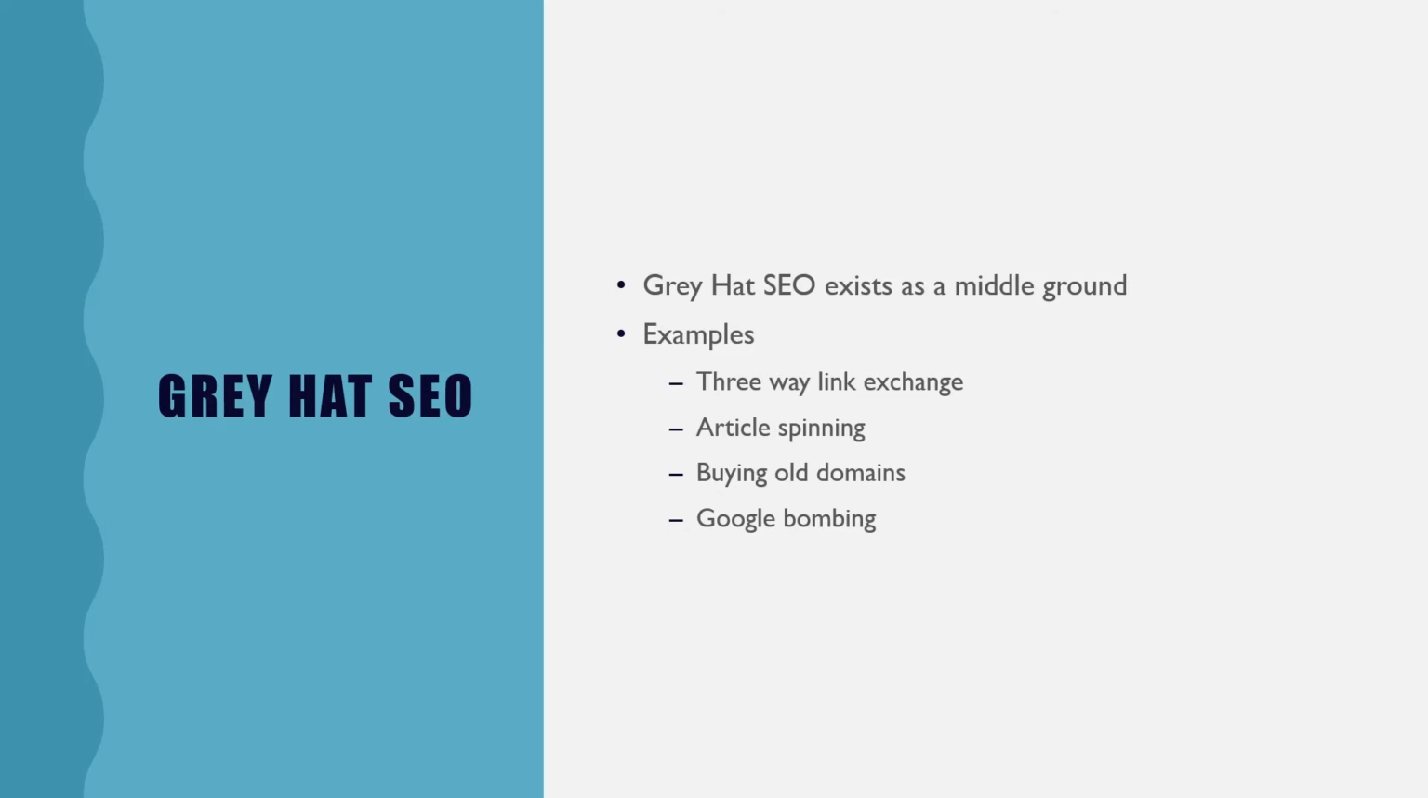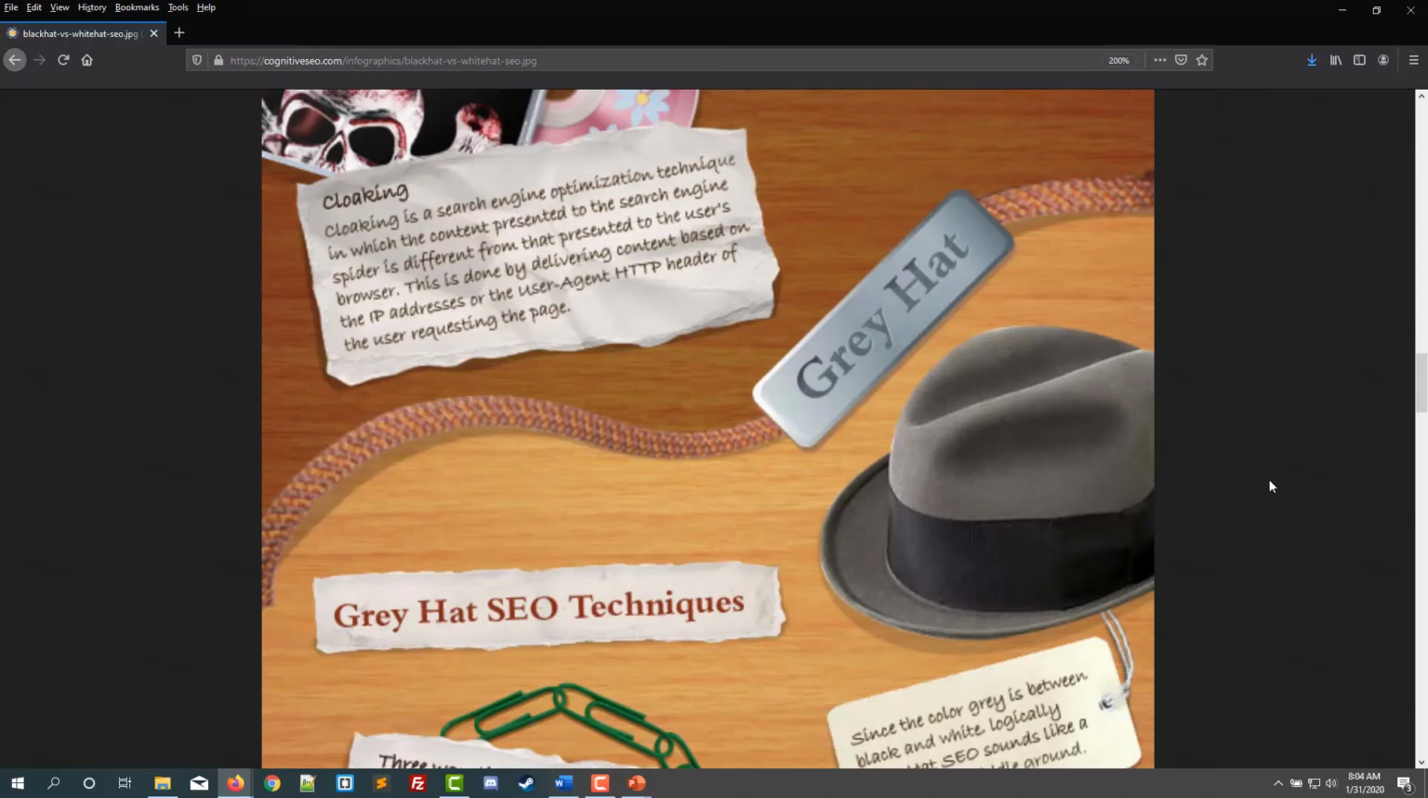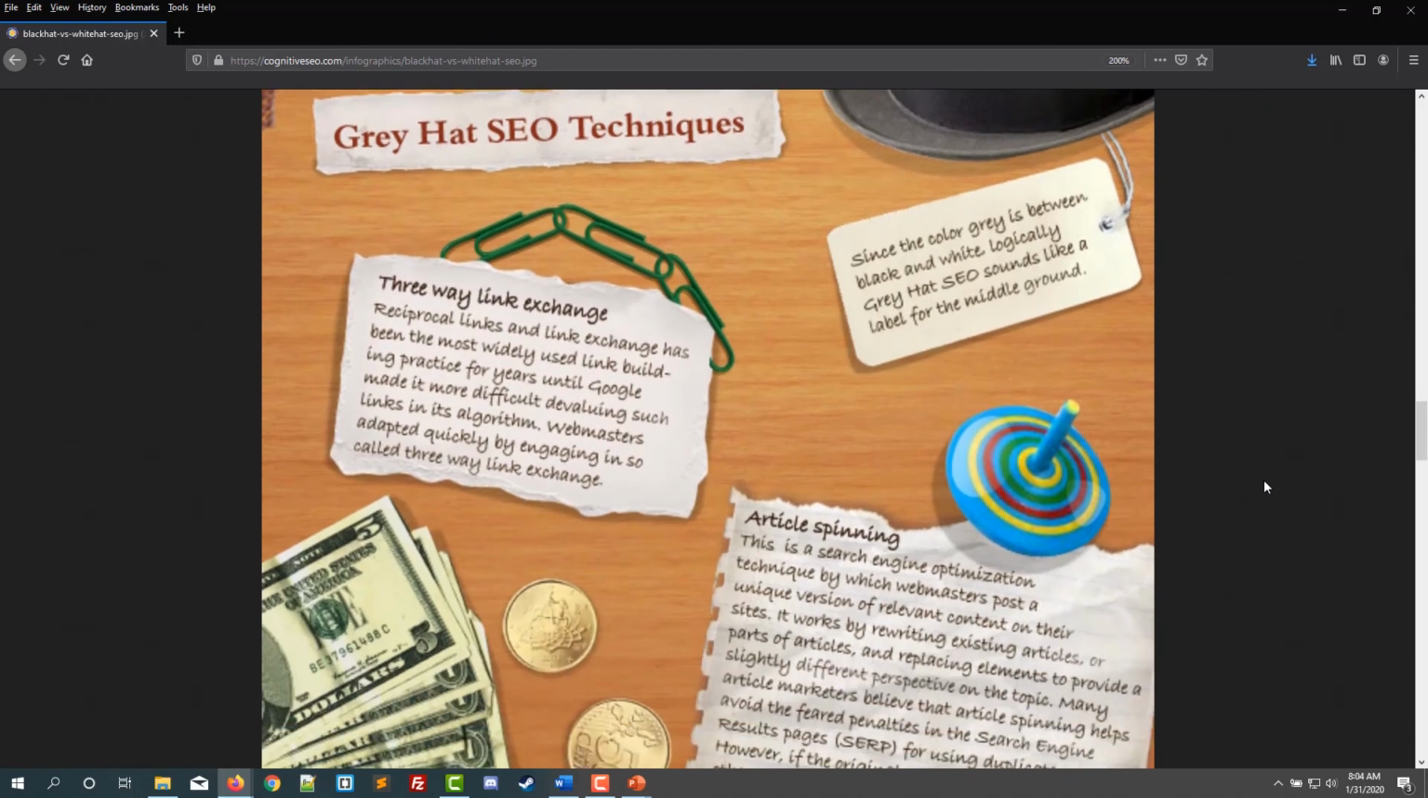Examples are three-way link exchange, article spinning, buying old domains, and Google bombing. Here we have gray hat techniques. Three-way link exchange. Reciprocal links and link exchange has been the most widely used link building practice for years until Google made it more difficult, devaluing such links in its algorithm. Webmasters adapt quickly by engaging in so-called three-way link exchange.